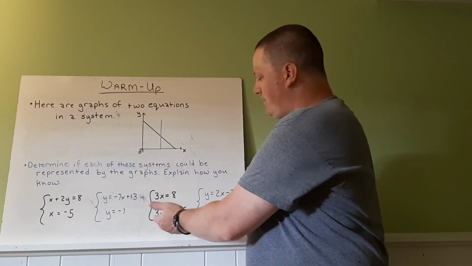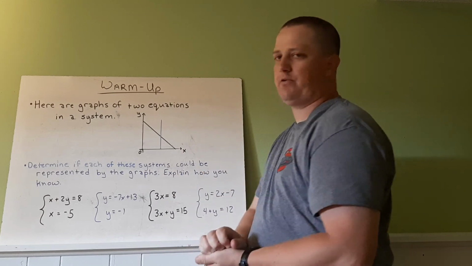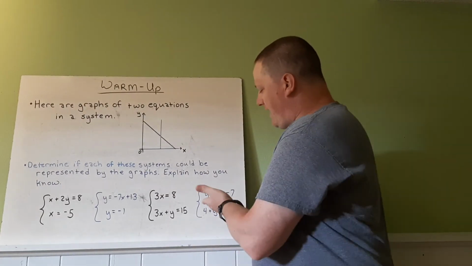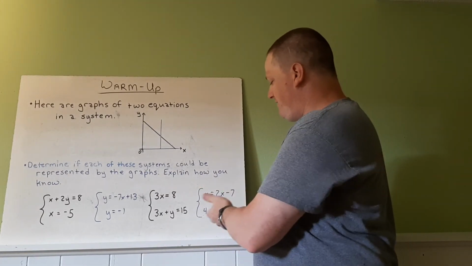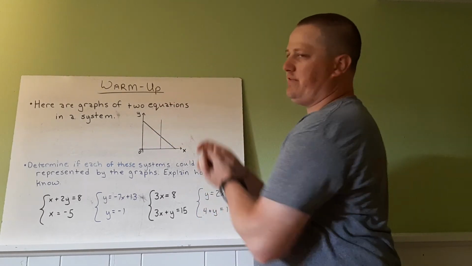3x equals 8, 3x plus y equals 15. Could this system be represented up here? And then our last one is y equals 2x minus 7, 4 plus y equals 12. Could this system be represented up here?